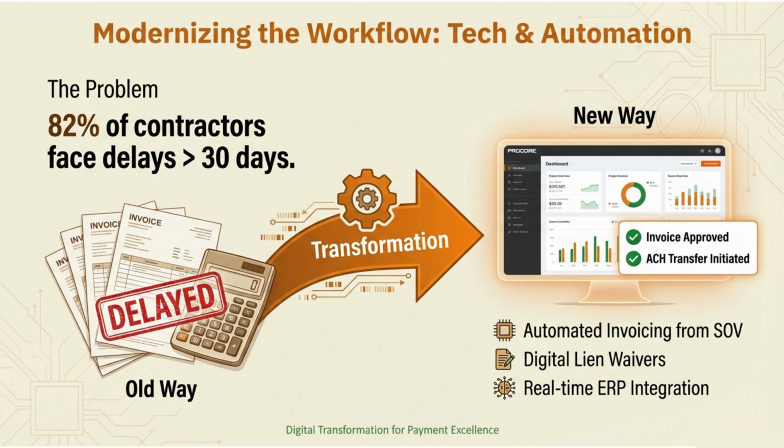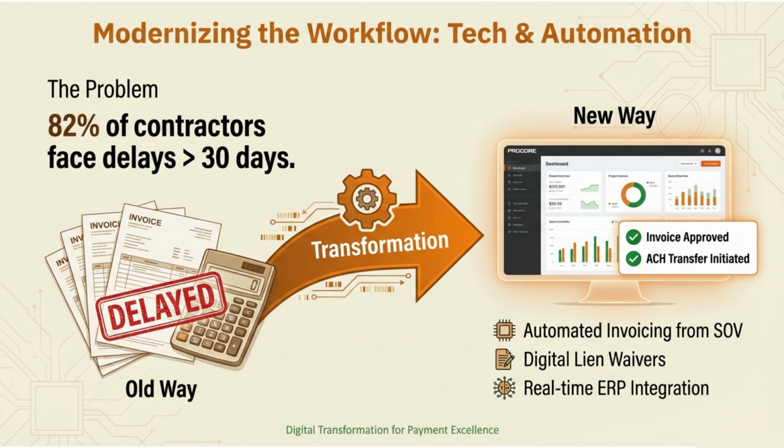Welcome to the 21st century, where we finally stop doing construction accounting on paper napkins. The problem. Look at the left side. The old way. Piles of invoices, a calculator, and a big red delayed stamp. 82% of contractors face delays more than 30 days. That's not a typo. 82%. Most contractors are waiting over a month to get paid. That's insane.